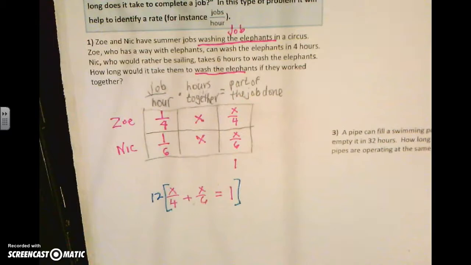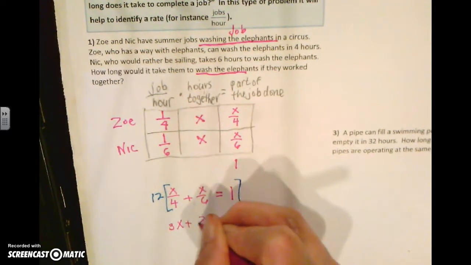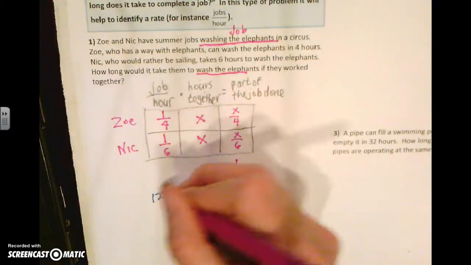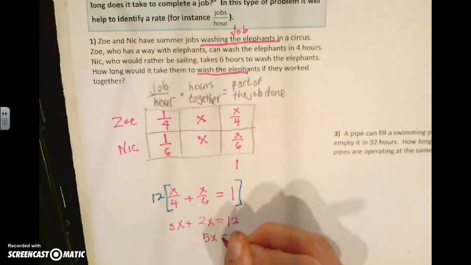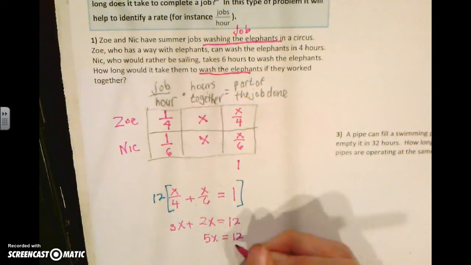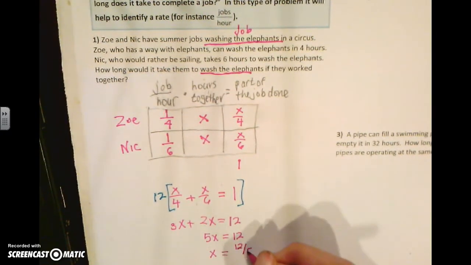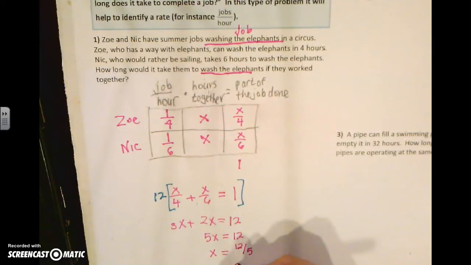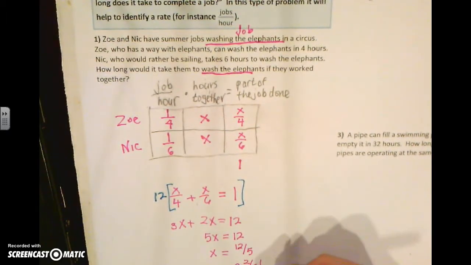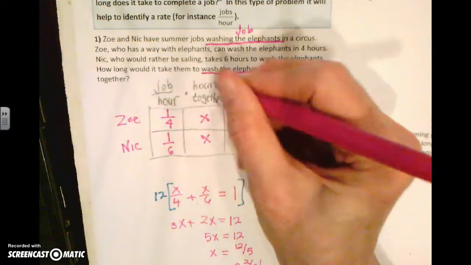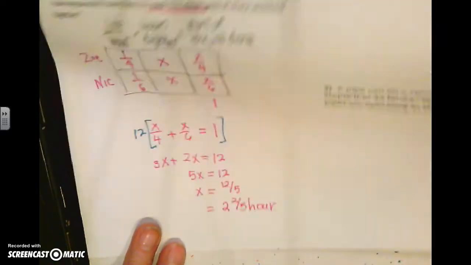And that will give us 3x plus 2x is equal, don't forget to multiply 12 times 1 and get 12. So I get 5x is equal to 12. Divide both sides by 5 and I get x is equal to 12/5, which is 2 and 2/5. And our unit up here was hours for that. So 2 and 2/5 hours.